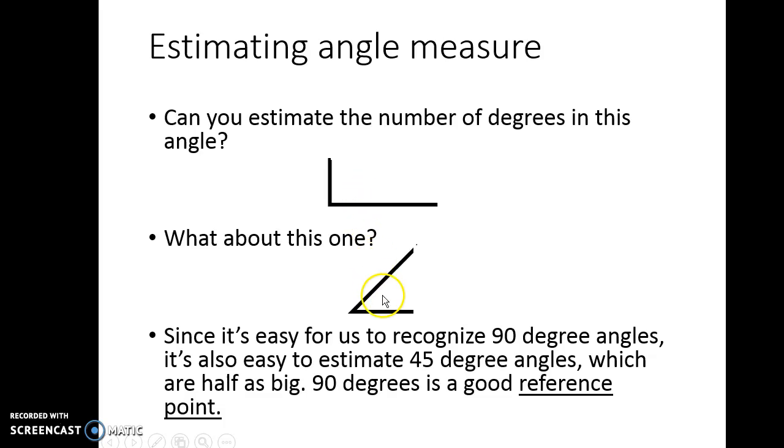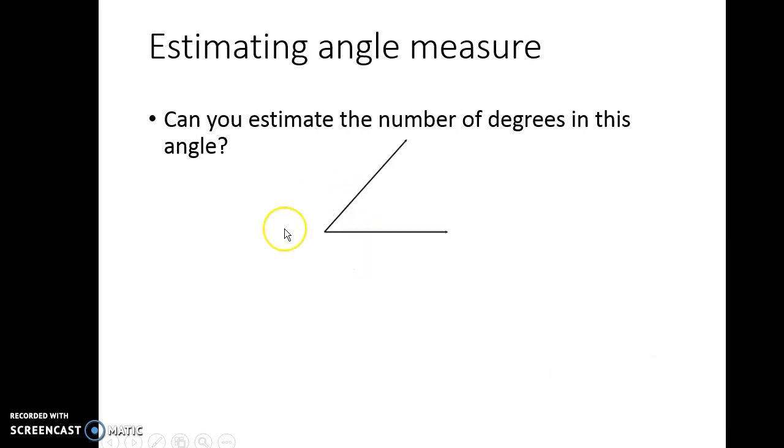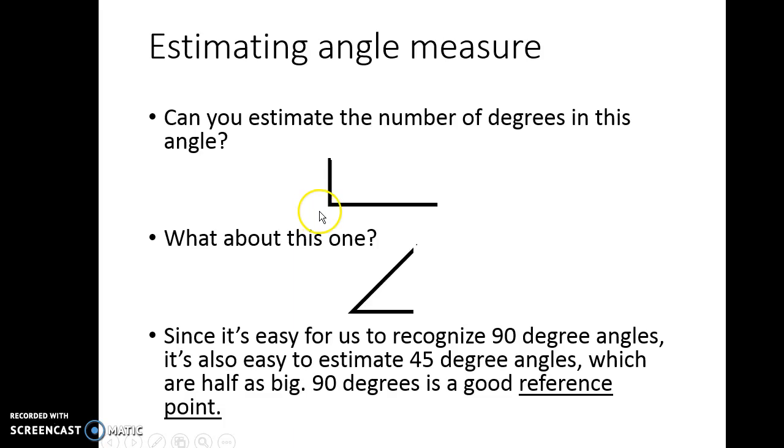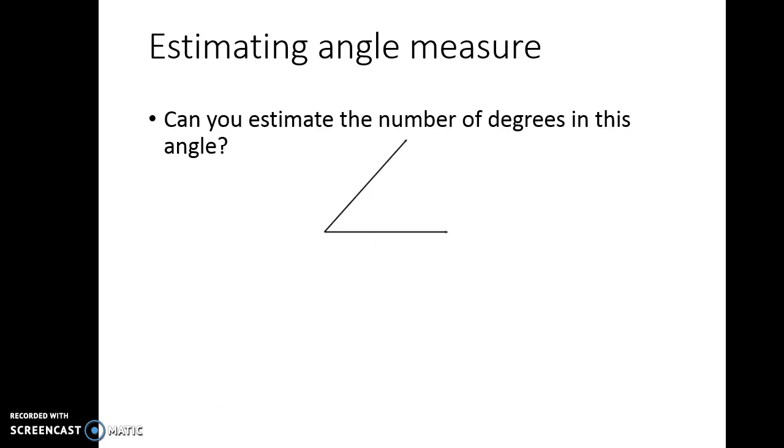So 90 and 45, or maybe even 135, which would be like this, are pretty easy to recognize because we have the good reference point, which is a right angle. Those are easy to recognize. But what about for other kinds of angles? That's kind of hard to figure out.